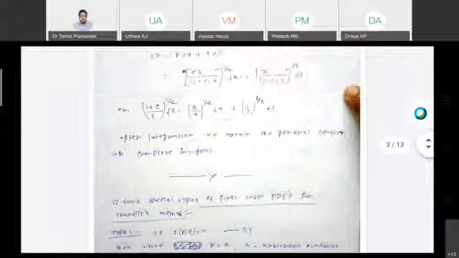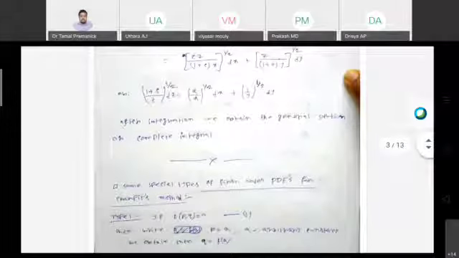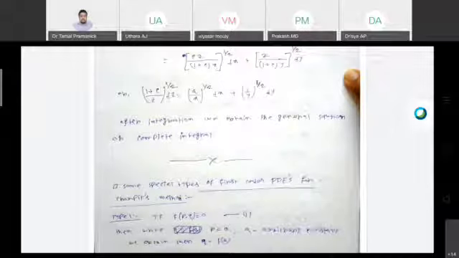So the constant will come, and don't forget to add it. Many people forget to add the constant. Whenever they are doing integration they forget to add the constant. That is the worst case. So don't forget to add the constant.